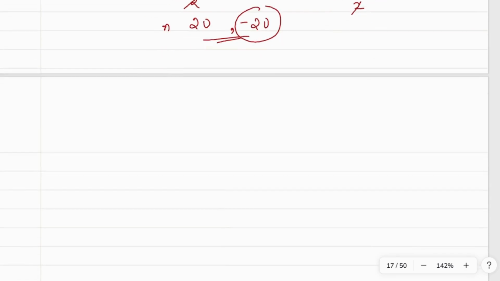This minus 20 will be rejected. We will take therefore x equal to 20. Why? Because rejecting x is equal to minus 20, it will never become an answer. We can never take that one here because it's a negative value. For a measurement of a length, the value will never be negative.